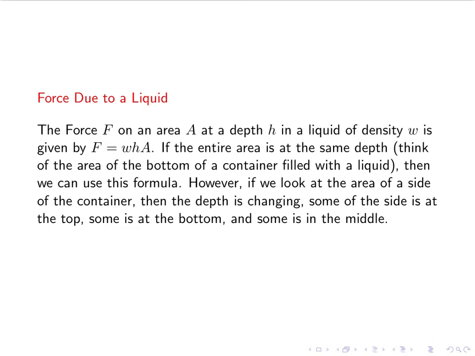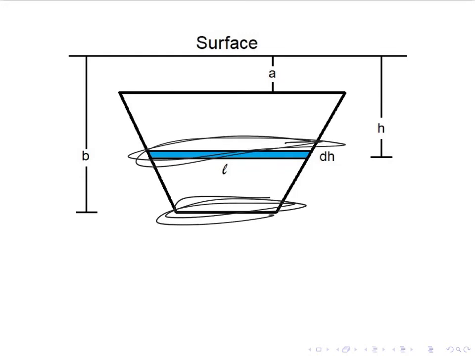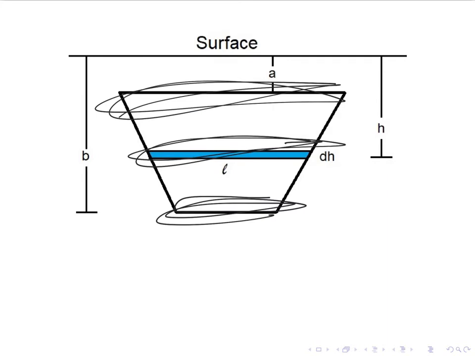However, if we look at an area of the side of the container, so something that's kind of perpendicular, then the depth is changing. Part of that area is at the top, part of that area is at the bottom, and then the rest of it's somewhere in the middle. So we'd have something that looks like this. Again, some of the area is down here at the bottom, some is up here in the middle, some is up here at the top. So the depth is changing. And what we're going to have to do is turn that into an integral.